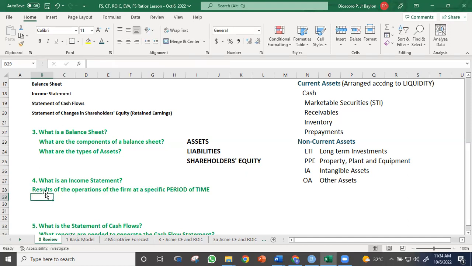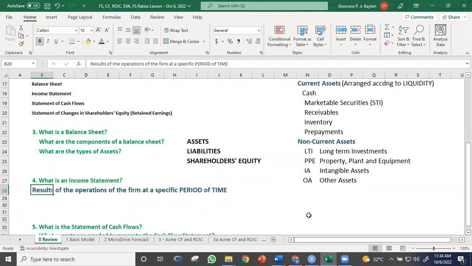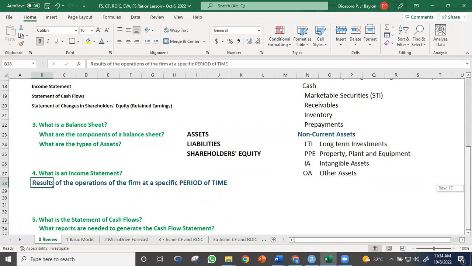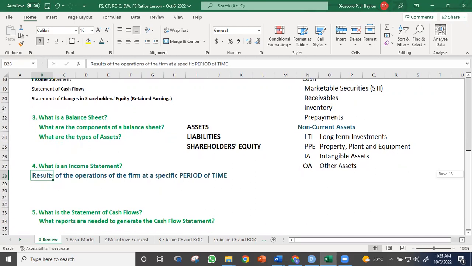Okay, period of time siya. And when we say period, it can be 1 year, it can be 1 week, it can be 1 month, it can be even 1 day. Pero the difference between the income statement is that in the income statement, you will not see the assets, liabilities, and shareholders' equity, but rather you will find there the sales accounts, revenues, the expenses, the costs, the tax, the interest, and the net earnings or net income after tax. That's what you'll find in the income statement. And it tells us of the results of the operations of the firm at a specific period of time.